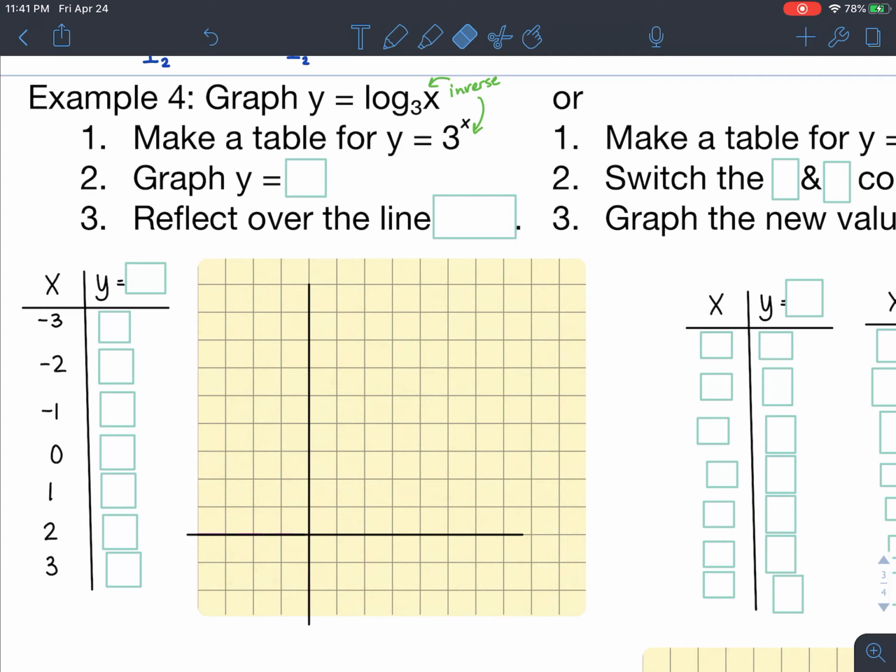And then remember, when we make our table, we usually start with 0. So 3 to the 0 is 1, 3 to the 1 is 3, 3 to the 2 is 9, and 3 to the 3 is 27. And then for the negative exponents, it's the reciprocal of the positive answers. And that's y equals 3 to the x. Now we're going to graph 3 to the x.